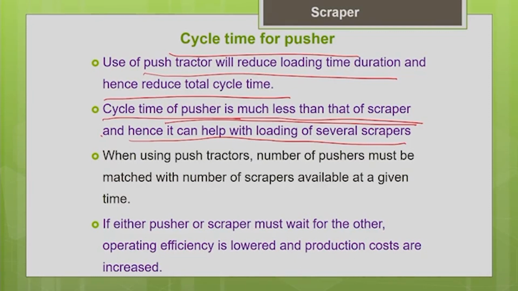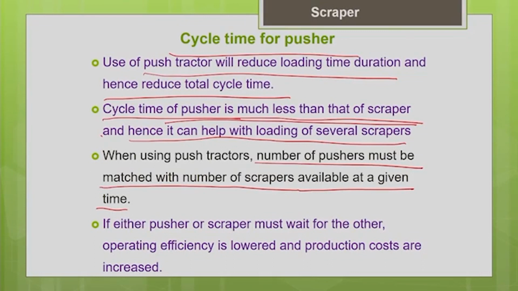When using push tractors, the number of pushers must be matched with the number of scrapers available at a given time. That's very important. How many scrapers you have and how many pushers you have at a project site, we should properly optimize or balance. Otherwise, either the scraper has to wait for the pusher or the pusher has to wait for the scraper. If this happens, it will increase the waiting time, and that will increase the cycle time, decrease your productivity, and increase your production cost. That is why we need to balance the number of scrapers and pushers. Balancing interdependent machines is very important to optimize the production and reduce the cost.